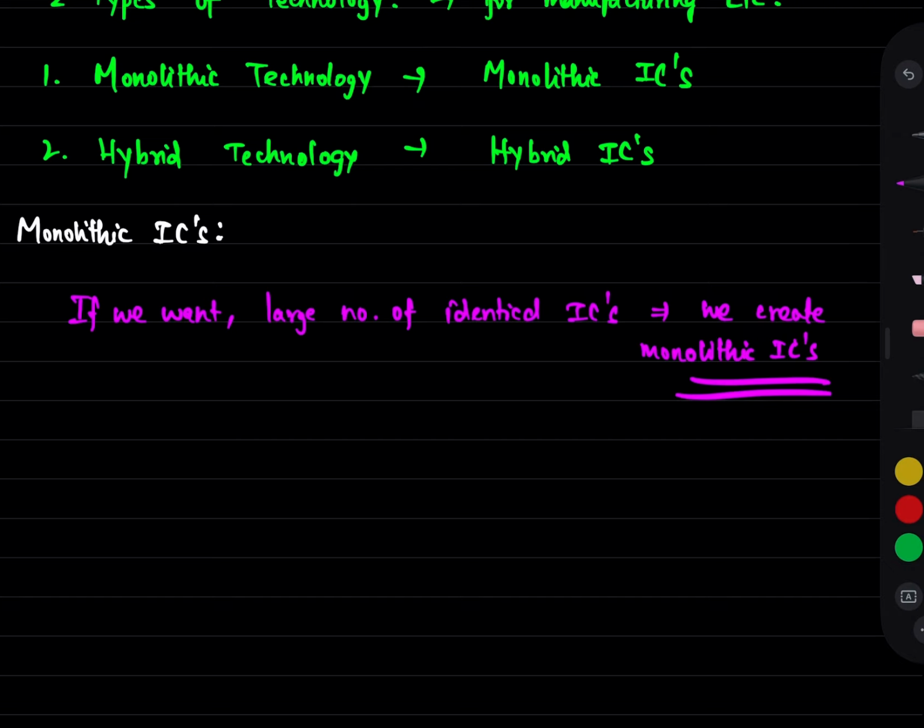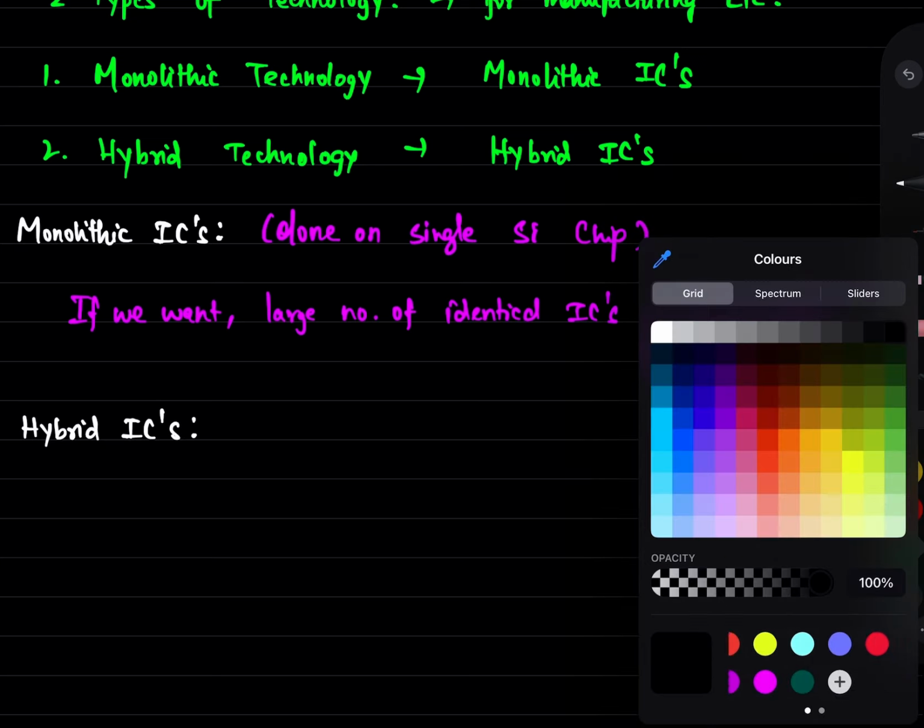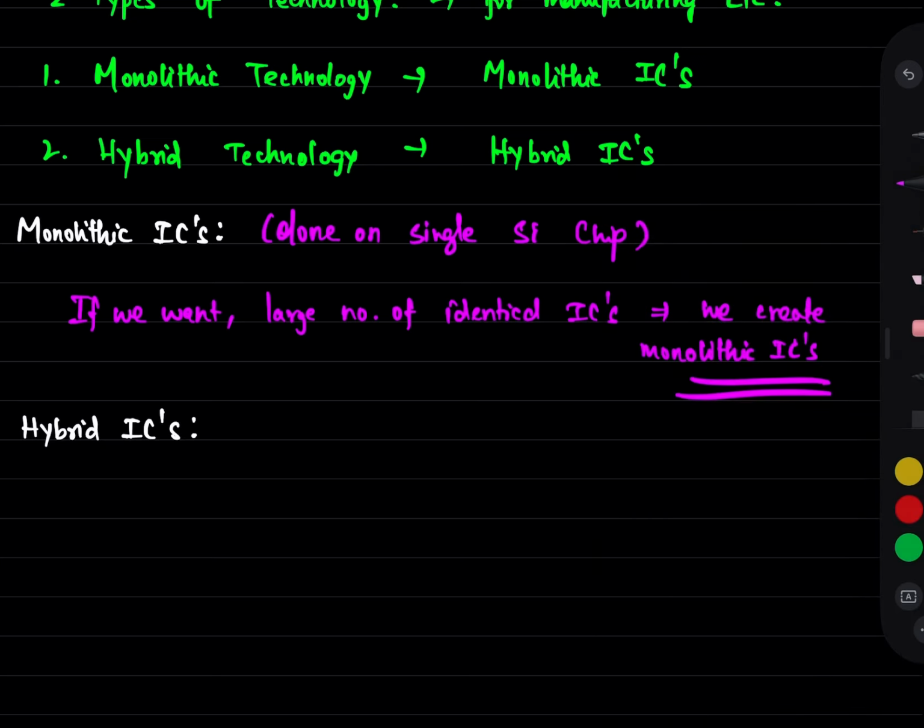And so this is what monolithic ICs are, which are done on a single silicon chip. All the active components and the passive components are interconnected together on the single silicon chip. In hybrid ICs though, all these active components, passive components, and their interconnections are done on a ceramic substrate.